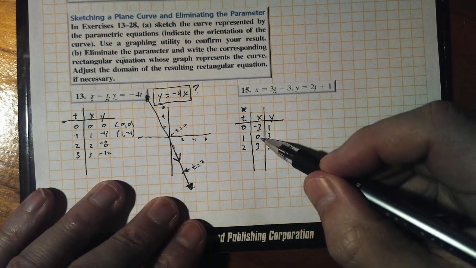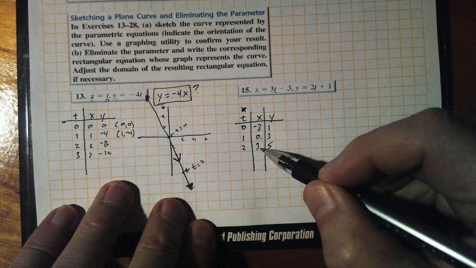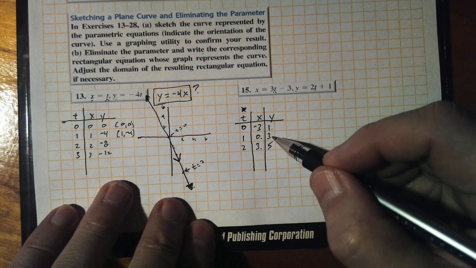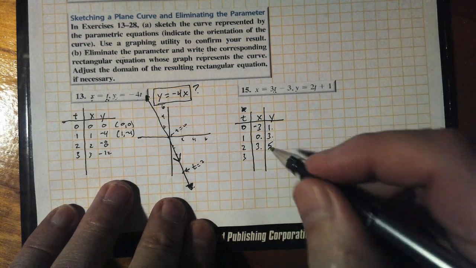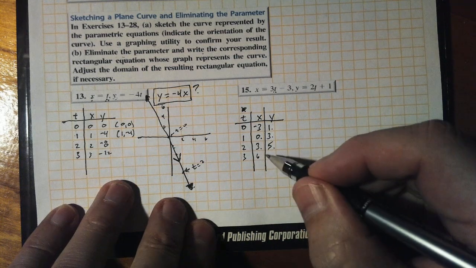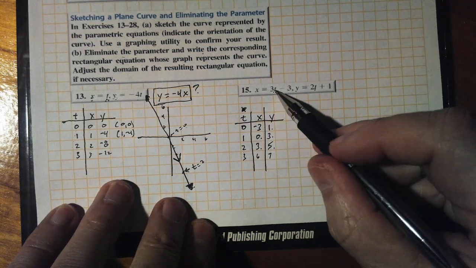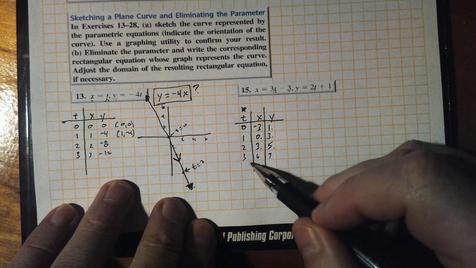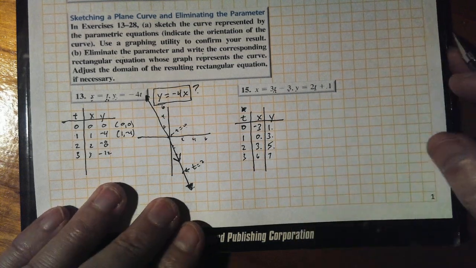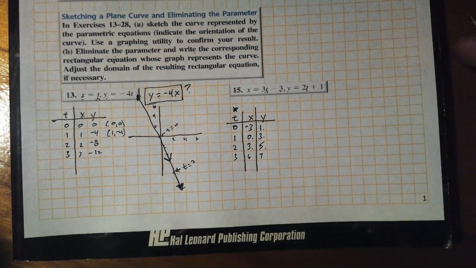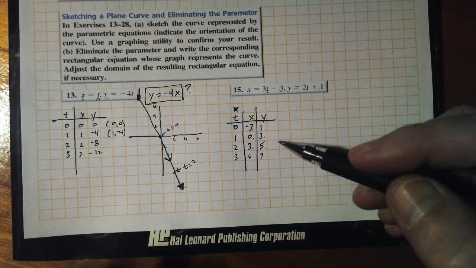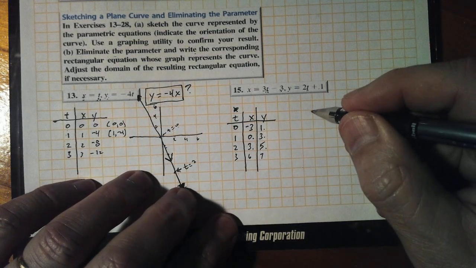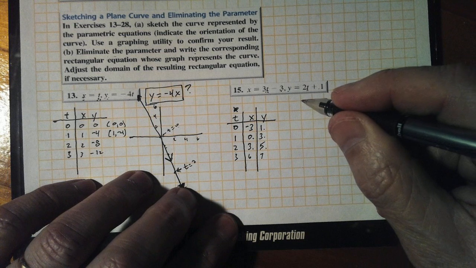And you notice we got this pattern. We're going up by 3, and the y's are increasing by 2 and by 2. I suspect when I put in 3, I'm going to get 6, 7. Put in 3, get 9 minus 3, 6. Put in 3, we get 6 plus 1, 7. So that's an indication that this is linear. We'll go ahead and graph that. I'm going to count by ones here. We've got the room to do it.